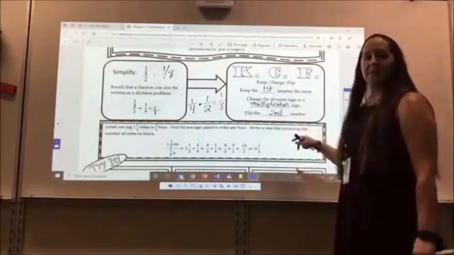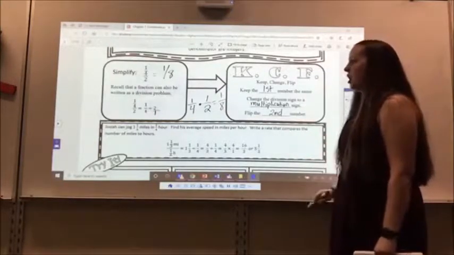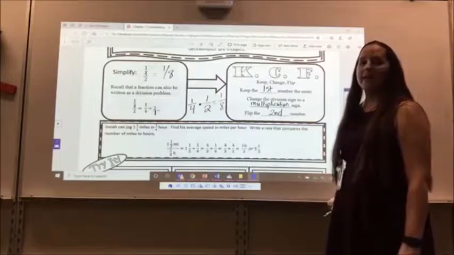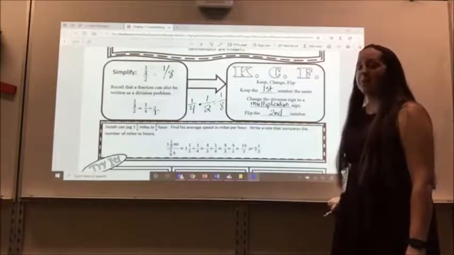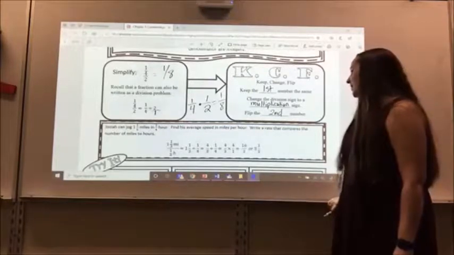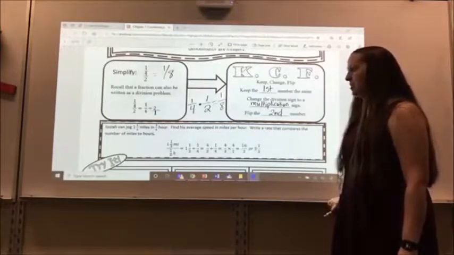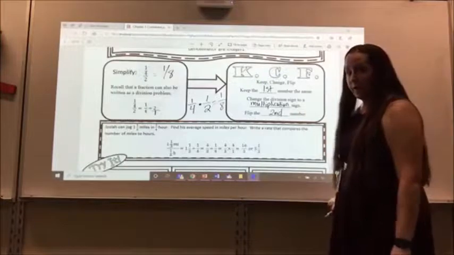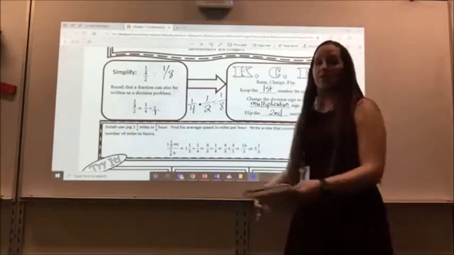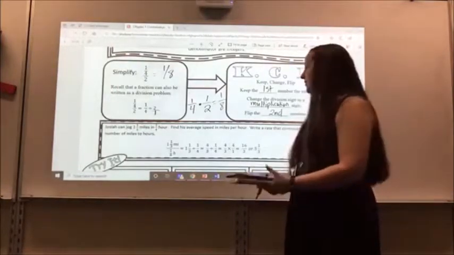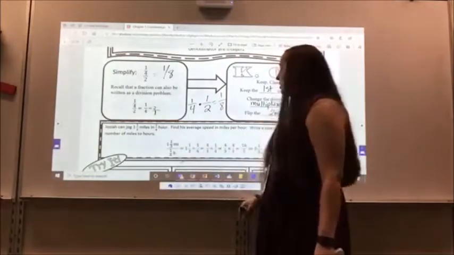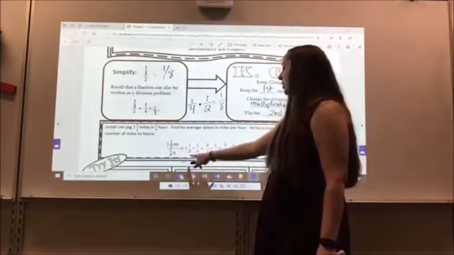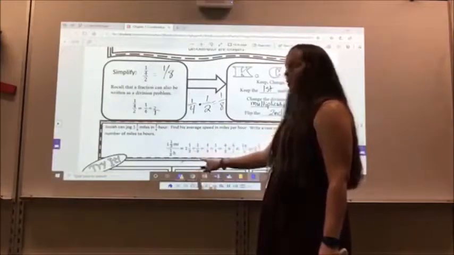So here's an example down here. It says Josiah can jog 1 1/3 miles in 1/4 hour. Find his average speed in miles per hour. Write a rate that compares the number of miles to hours. When I'm doing this, I'm going to set it up like we did with our last problems from the previous lesson. 1 1/3 miles over a 1/4 hour. So what I'm going to do is take 1 1/3 divided by 1/4.